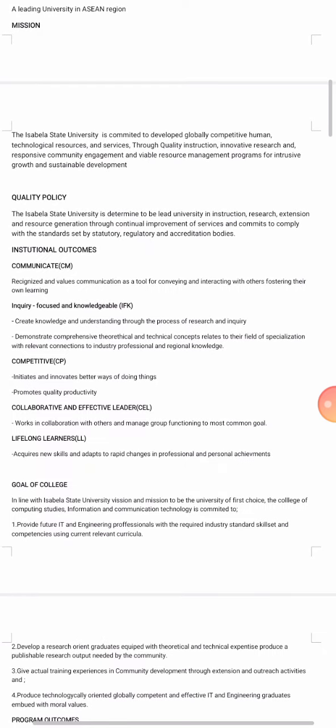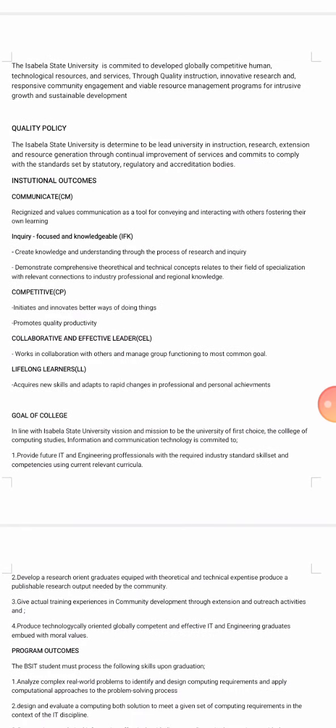Institutional outcomes. Communicate. Recognize the value of communication as a tool for conveying and interacting with others, fostering their own learning, inquiry, focus, and knowledgeable. Create knowledge and understanding through the process of research and inquiry. Demonstrate comprehensive theoretical and technical concepts related to their fields of specialization with relevant connection to industry, professional, and regional knowledge.